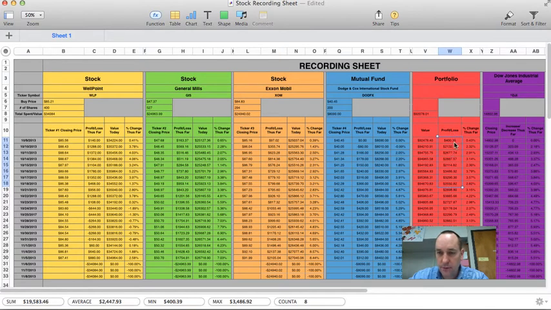If you've entered all of your information correctly, it should give you all the correct numbers. And again, always look for formatting. Always check your numbers to make sure that they make sense.